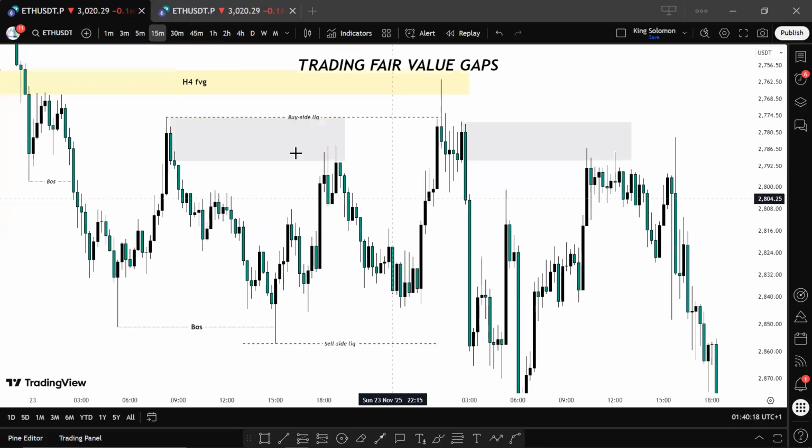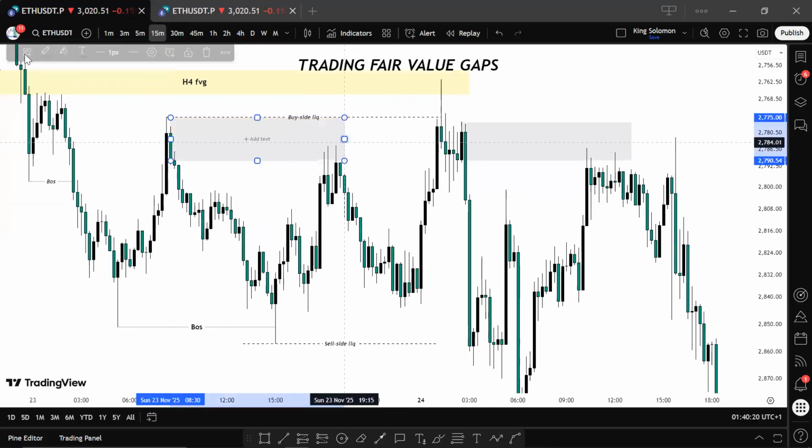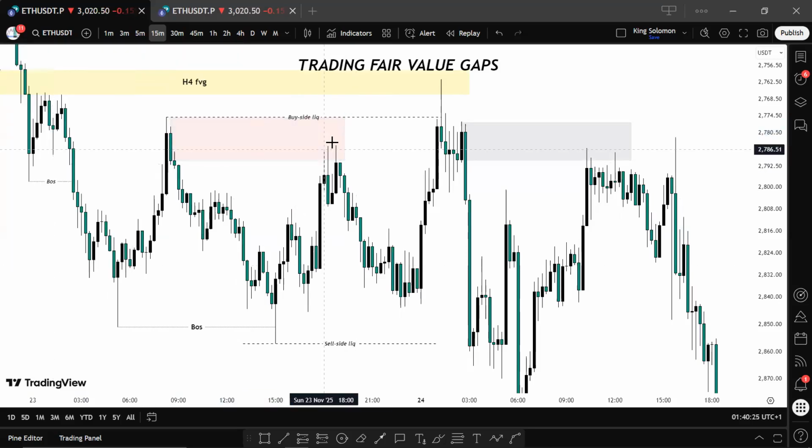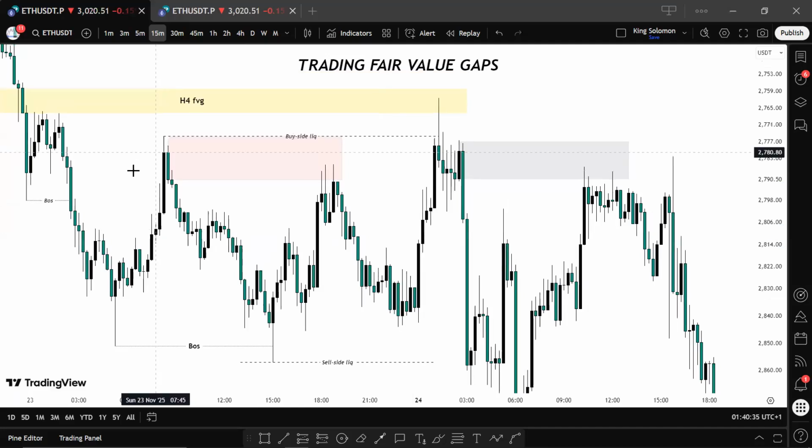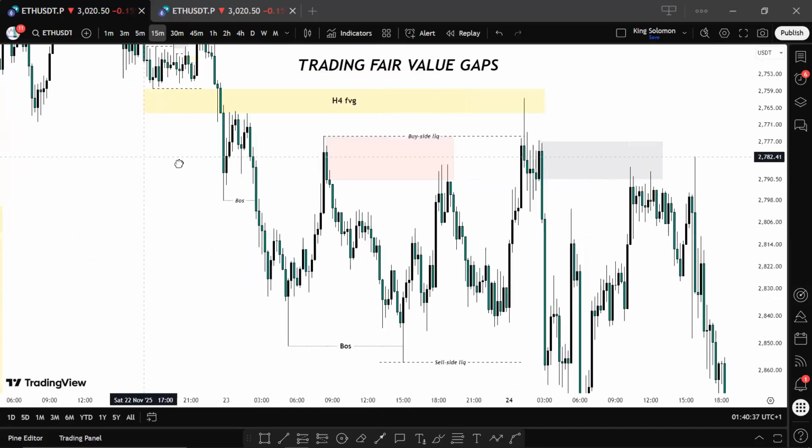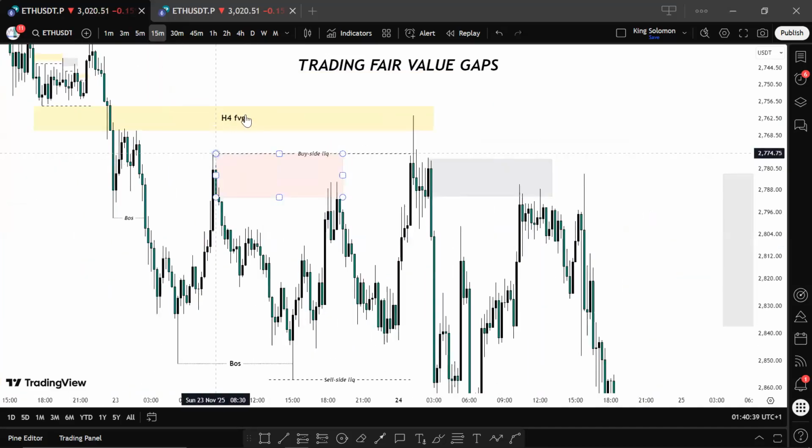So price came into this supply zone, this trap supply zone, and price is selling off already. People who are shorting from here are most likely targeting this low as their sell side liquidity. But price has other plans: to take this high out and tap into this 4 hour FVG, right?